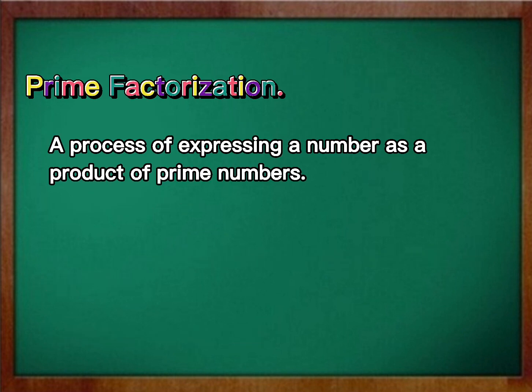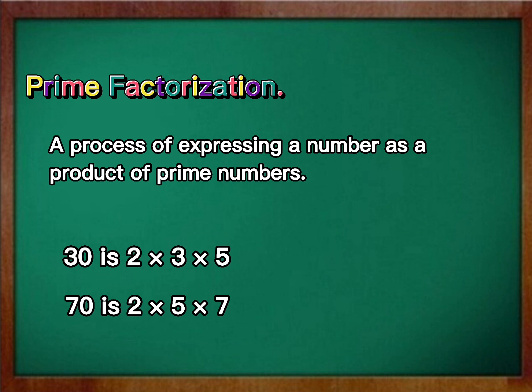Prime factorization. It is a process of expressing a number as a product of prime numbers. For example, the prime factorization of 30 is 2 times 3 times 5. For 70, that's 2 times 5 times 7.